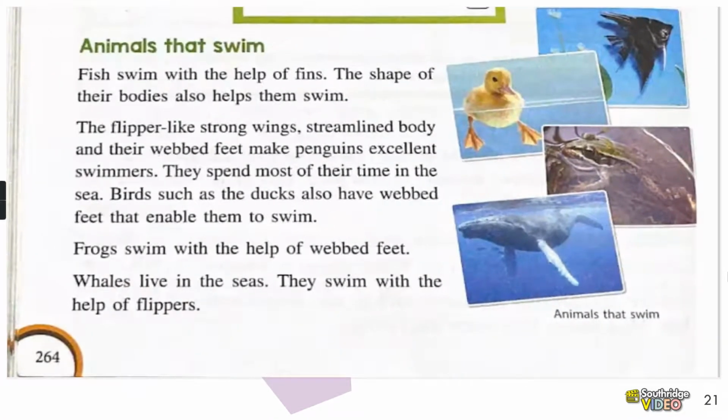Now let's talk about the animals that swim. Fish swim with the help of fins. The shape of their bodies also helps them swim. The flipper-like strong wings, streamlined body, and webbed feet make penguins excellent swimmers. They spend most of their time in the sea. Birds such as ducks also have webbed feet that enable them to swim. Frogs swim with the help of webbed feet. Whales live in the seas. They swim with the help of flippers.